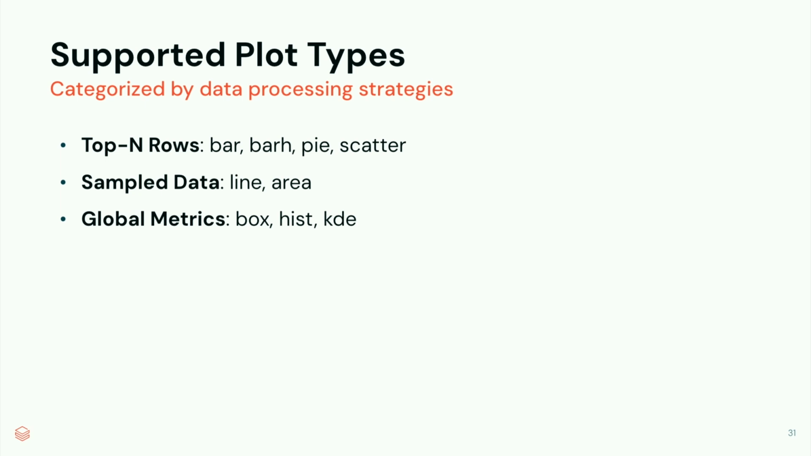And the third one is called global metrics. Plots like histograms, box plots, or KDE plots need the full data set to be accurate. So we compute full statistics to show the distributions and outliers. This design balances both performance and data insights across different plot types.